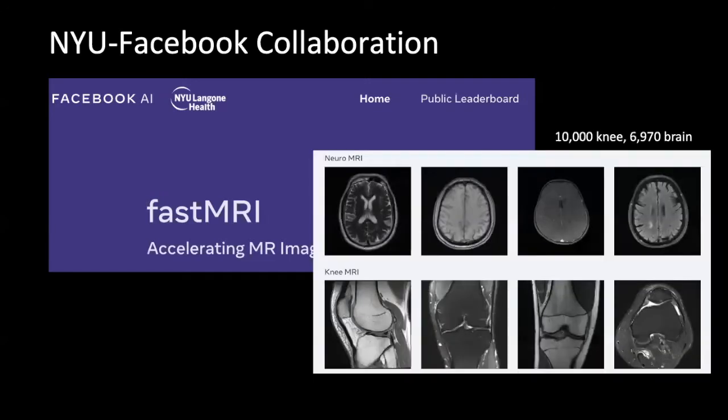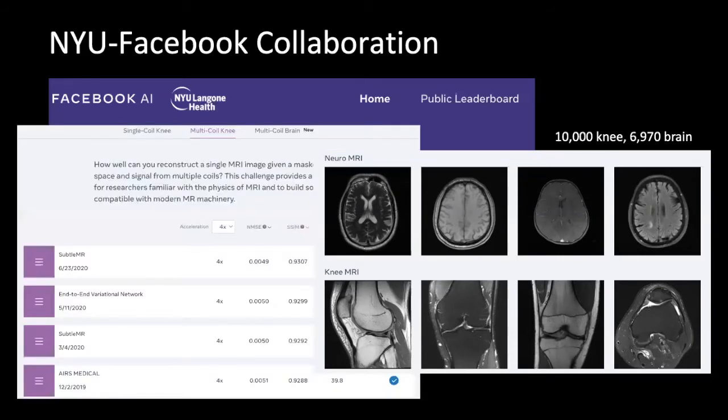So, this is a spot you can go if you don't want to acquire 10,000 knee exams or 7,000 brain exams. You can actually have the case space and the image space representations for you. And you can even play around with things like competitions and the like to see how you stack up against other groups.